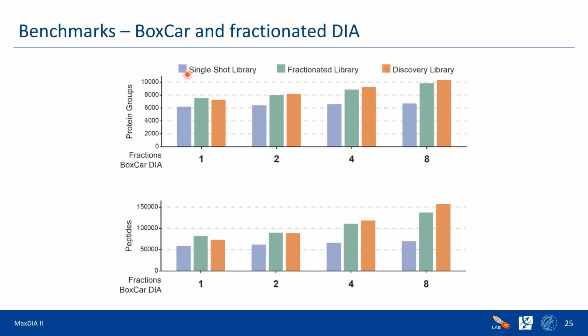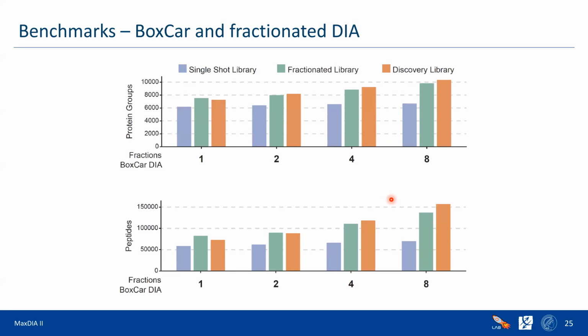As usual, let's focus on the single shot library. As you see, no matter how many fractionated DIA fractions you're using for BoxCar DIA, the amount of identified protein groups as well as peptides is not changing dramatically. But if you're looking at the fractionated library and discovery library, you see that the more fractions we are using, the better results we are getting. Of course, it's going to reach a plateau at a certain moment, but anyway, we see that.